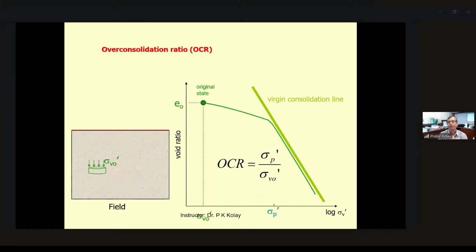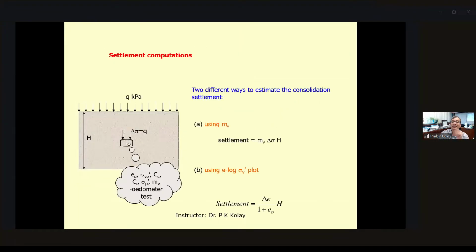There is also the over-consolidation ratio. You need to know the pre-consolidation pressure divided by the initial stress, so you can easily find out how much the soil is over-consolidated. Most of the time, the over-consolidation ratio is 1, meaning the soil is normally consolidated soil. And the settlement calculation is the most important, which we'll talk about later on.